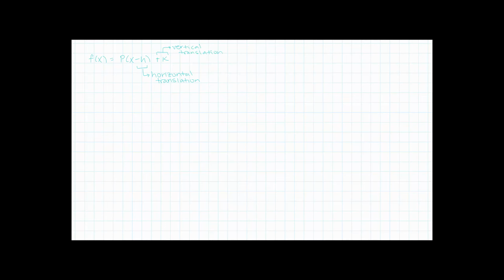And so if h is positive, so we have x minus h, we're going to be shifting to the right. If h is negative, so we have x plus h, we're shifting left. And then if I have a plus k, we're going to be shifting up, and a minus k, we will be shifting down. And so when we do translations, these are always going to be the last transformation we do.